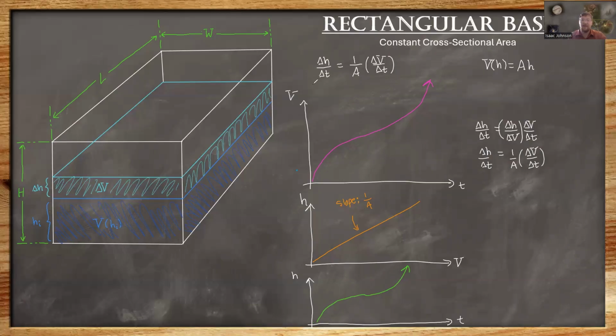And real quickly, before we move on to a non-constant cross-section model, we could take delta H equals 1 over A times delta V, and we could turn this into a true volume function, not a change function. This is a change function. If volume changes by this much, height changes by this much. How would we use techniques from earlier to find H as a function of T?